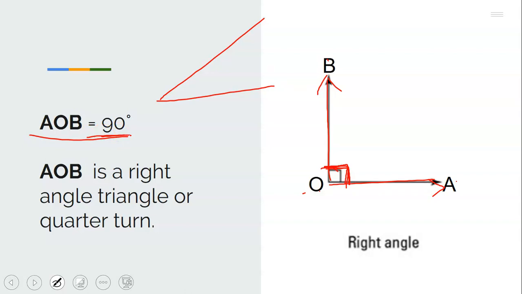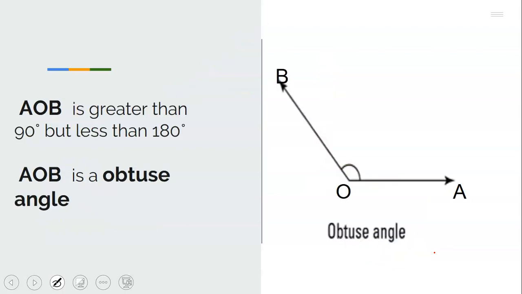The letter between them is still the letter O. And that angle is called a right angle. When we get there, we'll talk more about triangles. Now, AOB is greater than 90 degrees but less than 180. Therefore, angle AOB is an obtuse angle. Now, this is an obtuse angle.